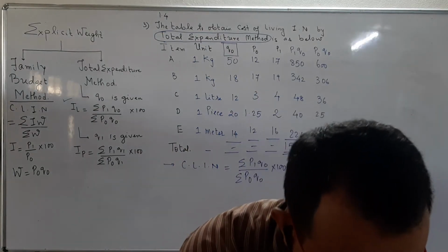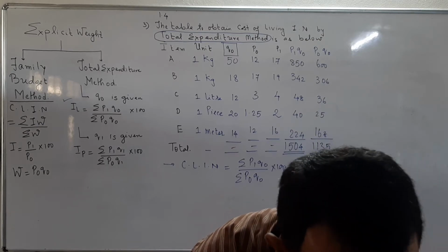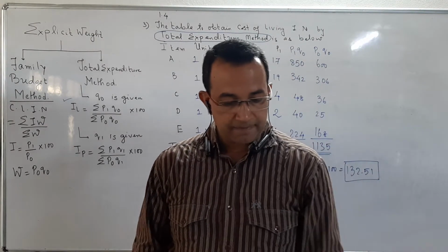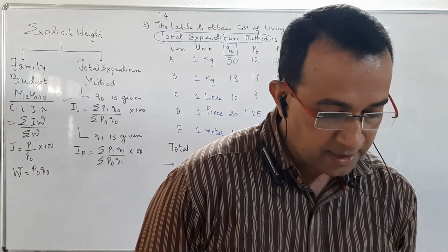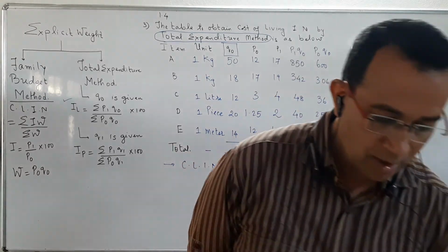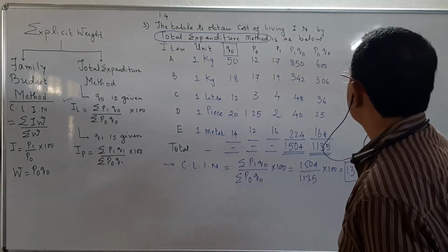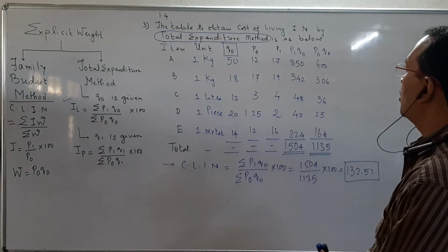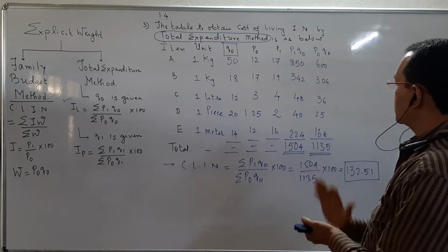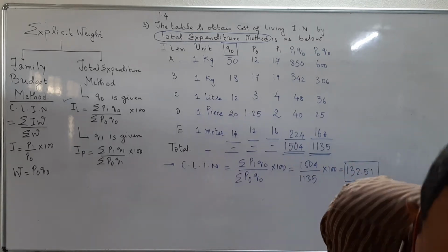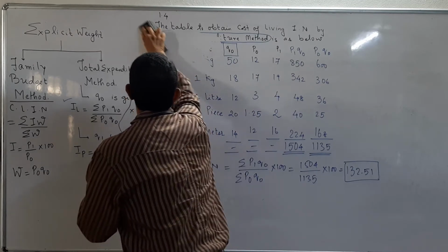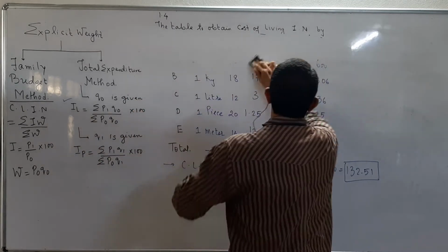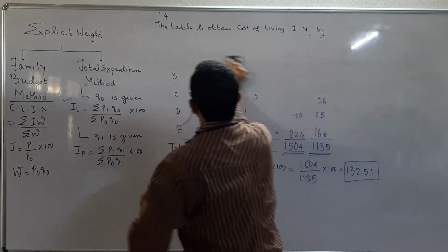Now, students, we are doing question number 5. This sum we have to again do by two methods. The first is by total expenditure method and the second is by family budget method. What we can do is have a common column for both, and let us concise this table.